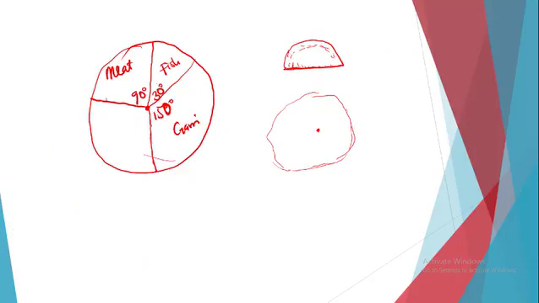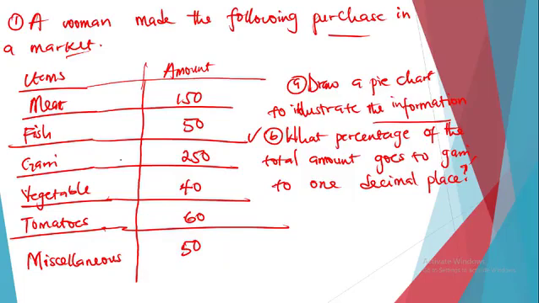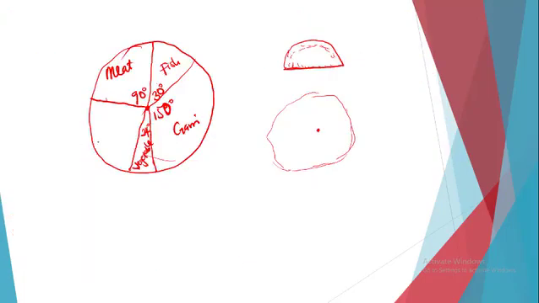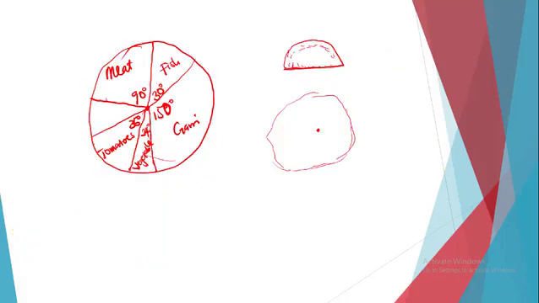And then we have the next one, vegetable, which is 24 degrees. You measure from here. Let's assume 24 is here. This is 24, and that's our vegetable. Write it inside. And after vegetable, we have tomatoes, which is 36. Let's assume 36 is here. 36 tomatoes. And then the last one is miscellaneous, which is 30. This is 30 degrees, miscellaneous.